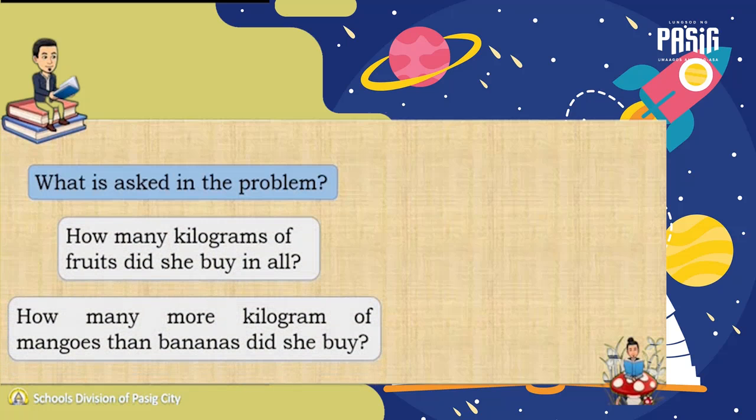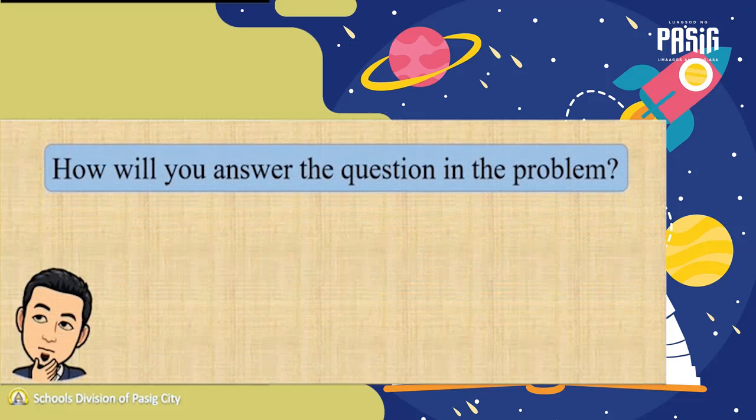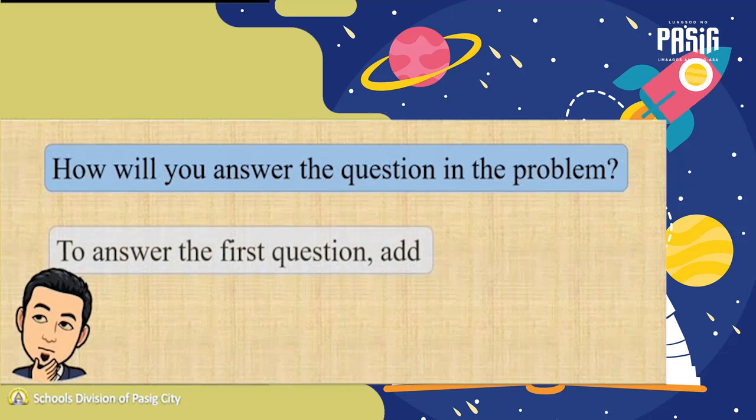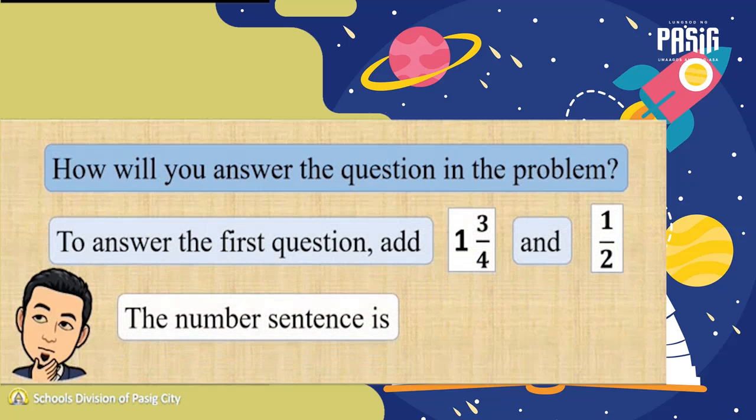The first one is, how many kilograms of fruits did you buy in all? And the second one is, how many more kilograms of mangoes than bananas did you buy? What facts are given? 1 3/4 kilogram of mangoes and 1/2 kilogram of bananas. How will you answer the question in the problem? To answer the first question, add 1 3/4 and 1/2. The number sentence is 1 3/4 plus 1/2 equals n.